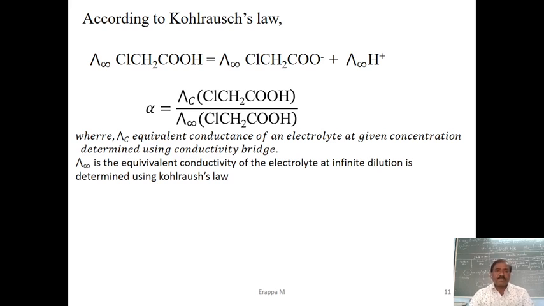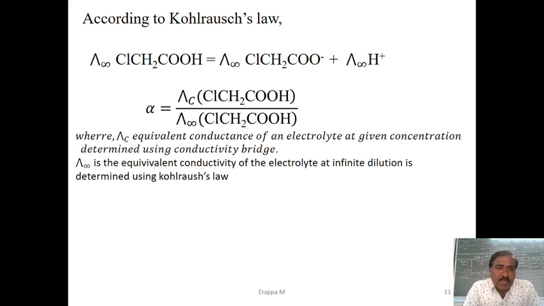According to the Kohlrausch law, lambda infinity of monochloroacetic acid ClCH2COOH is equal to lambda infinity of ClCH2COO minus and lambda infinity of H plus. So write alpha is equal to lambda C, the equivalent conductance at a particular concentration of monochloroacetic acid, divided by the equivalent conductance at infinite dilution of monochloroacetic acid. That means alpha, the degree of dissociation of a weak electrolyte, can be calculated by application of Kohlrausch law.